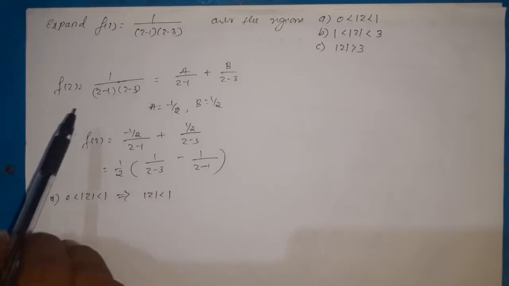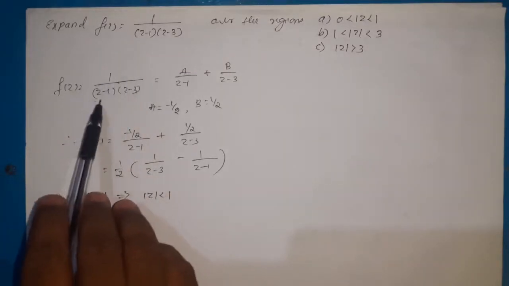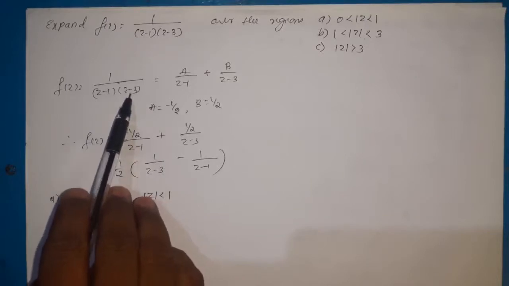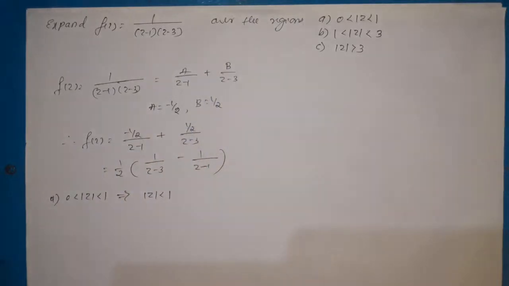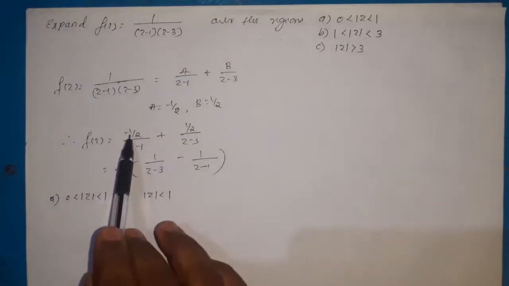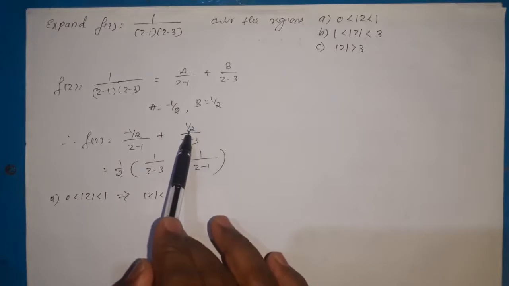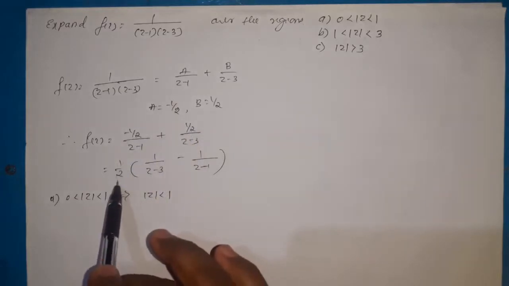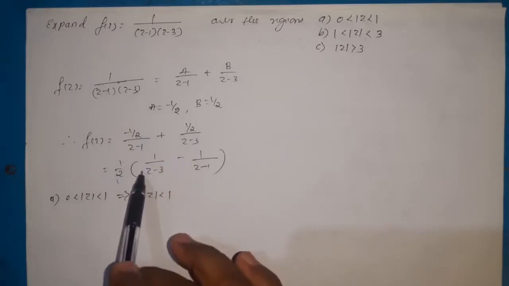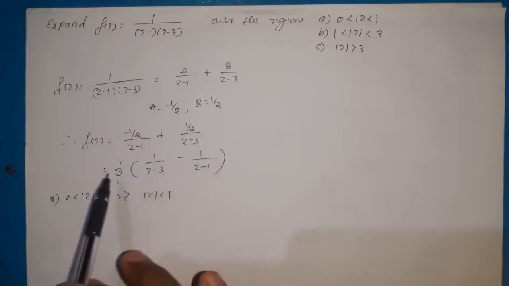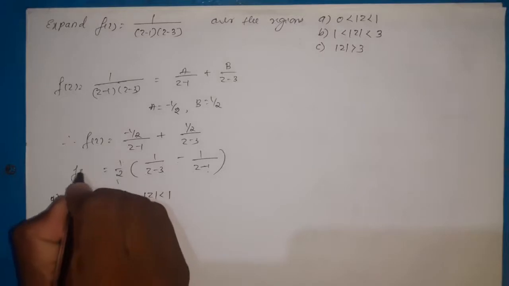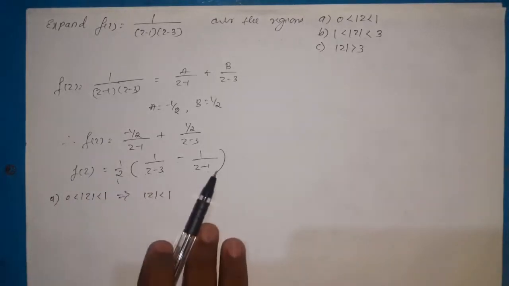So therefore now applying the partial fraction, f(z) equal to 1 divided by (z - 1)(z - 3), and that can be written as A/(z - 1) + B/(z - 3). By applying the partial fraction, we got A equal to -1/2 and B equal to +1/2. So therefore f(z) equal to, in place of A, -1/2, and in place of B, 1/2. We can take that 1/2 common, so 1/2 outside, then remaining 1/(z - 3) minus 1/(z - 1). So now it is simplified f(z), and now we need to consider this one only for the expansion.